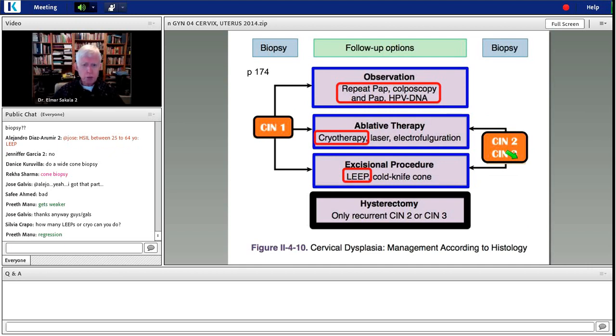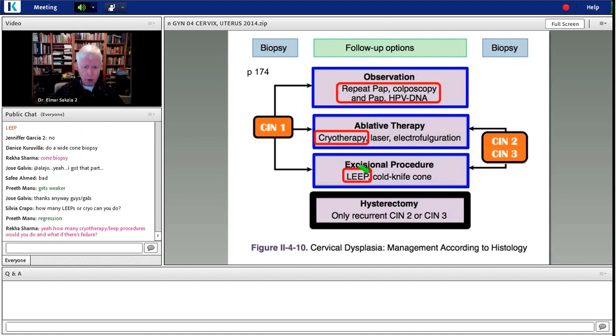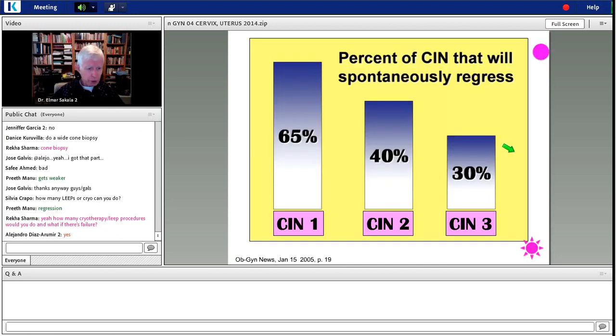If it is SIN 2 or 3, this is worse. The likelihood of spontaneous reversion is less, although it's still present. So we don't have observation as an option for SIN 2 or 3. It will either be ablation, and the most common ablation is cryotherapy, or it would be a LEEP. Okay, you got that? This is important. We have 3 options with SIN 1. We have only 2 options with SIN 2 or 3.